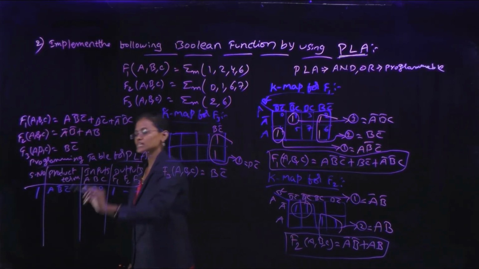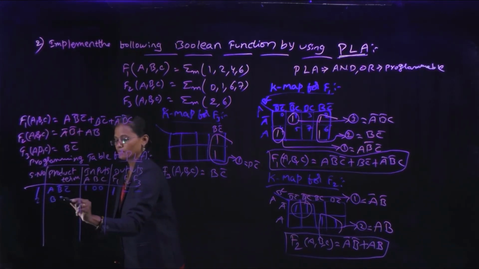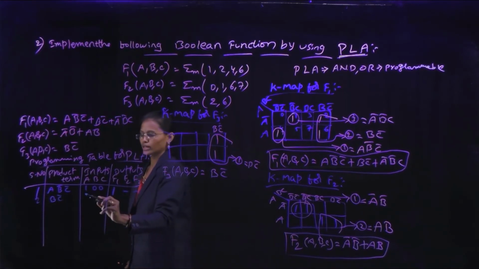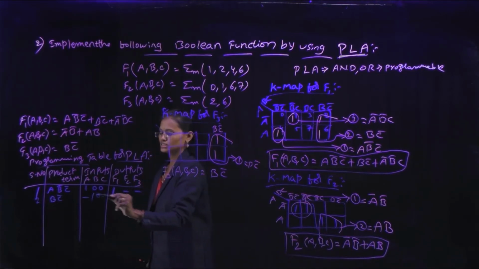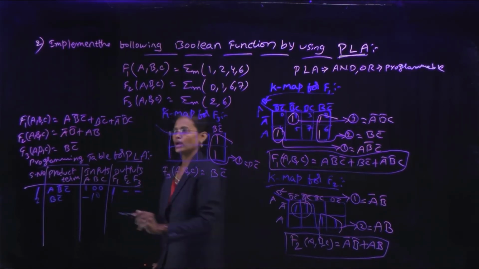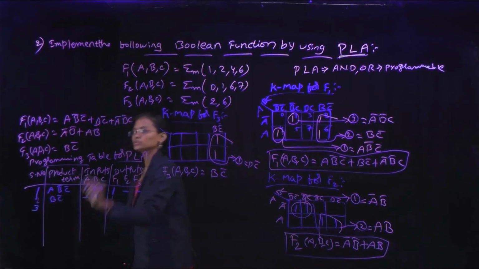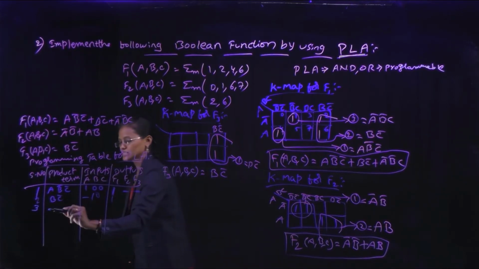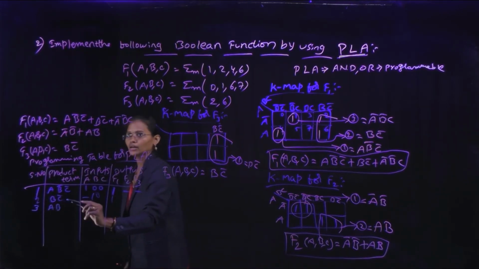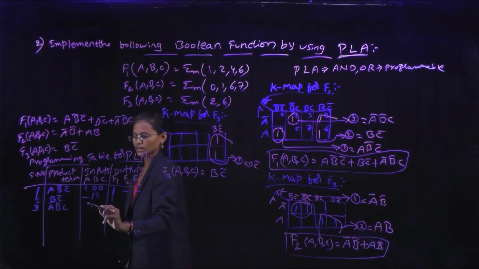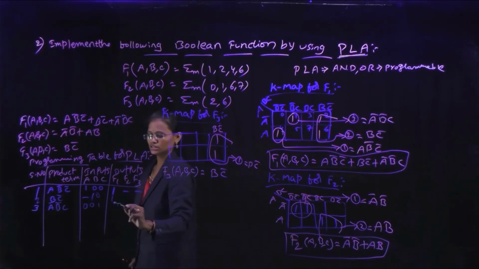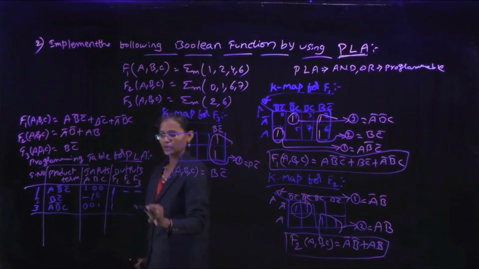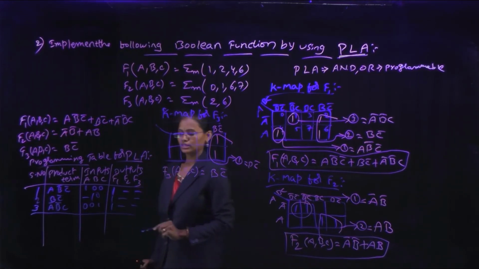And next, B C bar. A is not in the product term, that is a dash. B is 1 and C bar is 0. This is the F1 output. And next, the third product term, A bar B bar C. A bar is 0, B bar is 0, C is 1. This is the F1 output, and the remaining are all dashes.